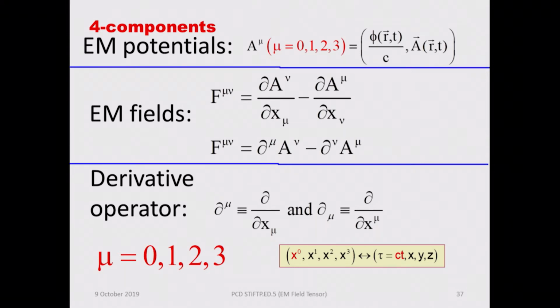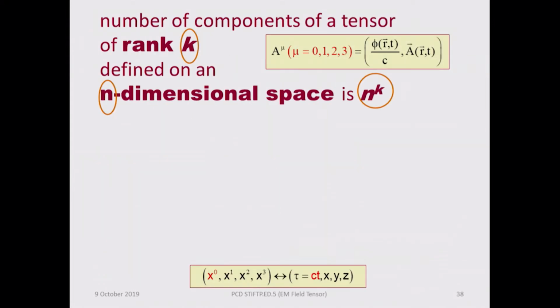Okay. But if you look at how the components are defined, they are defined by a difference, del A nu by del x mu minus del A mu by del x nu, and this difference can change its sign if you swap. So, it is an antisymmetric tensor. Okay. So, all the 16 components are not independent because there is a built-in antisymmetry, and you can also see that when mu is equal to nu, all the components of the field tensor go to 0. So, this is the electromagnetic field tensor of rank 2, right.